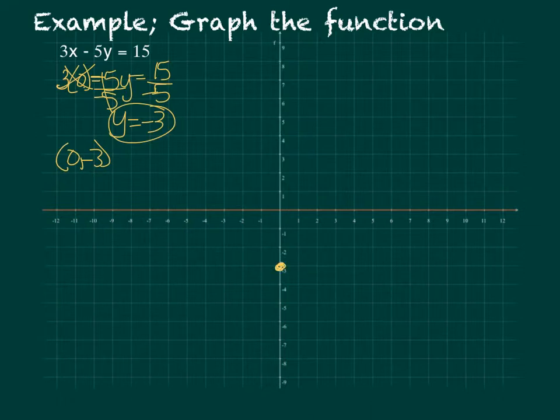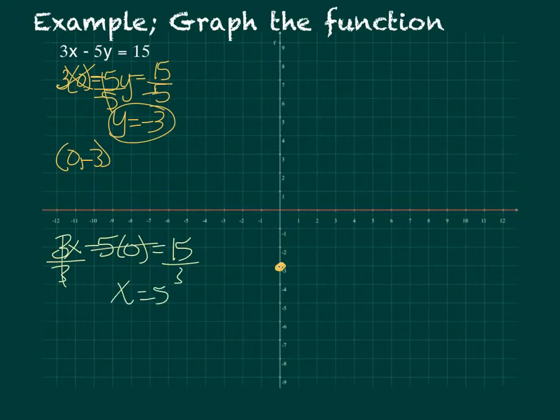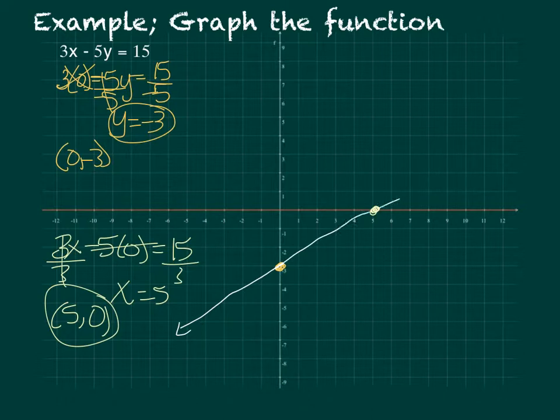And then I'm going to put in 3x. I'm going to put 0 in for the y equals 15. And then I'm going to divide by 3 because that's 0 right there. Divide by 3. And x equals 5. So we have the point 5, 0 also as part of the graph. So I'm going to graph that point 5, 0. And then I just connect those 2 points. And there we go, that's our line.